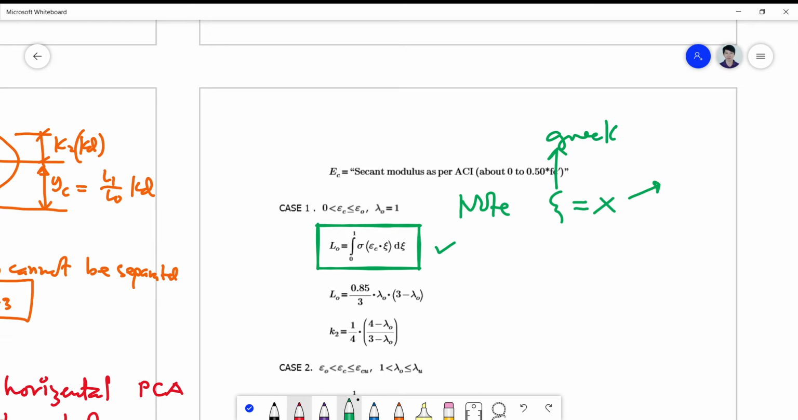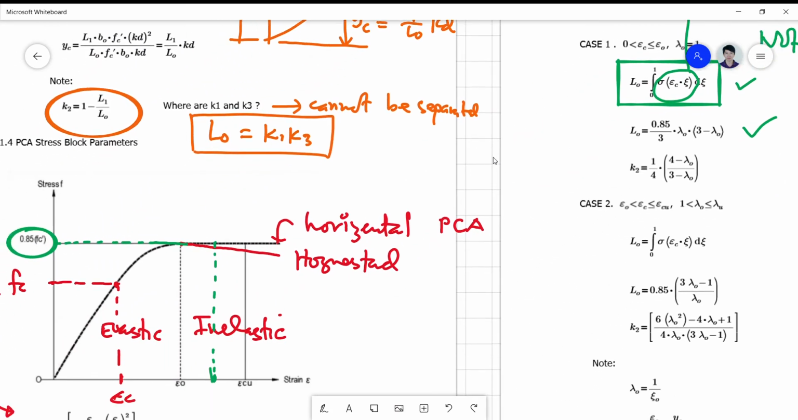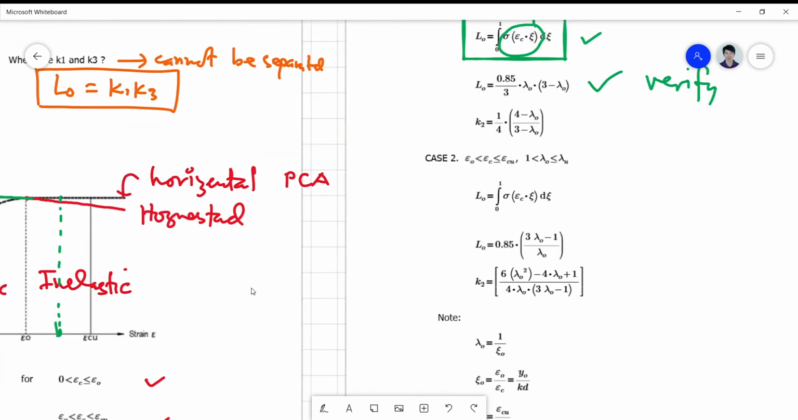Okay? Now, for LO, if I will integrate this, I will arrive with this. Okay, you ought to verify. You try to integrate it, this one here. Okay, what function are you going to use here? You use the function on case 1. Okay, what's the function? Okay, so case 1, ito yan. FC is 0.85 FC prime. So, i-substitute mo siya dito.